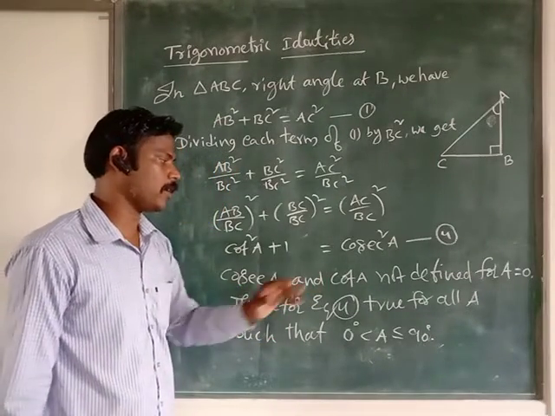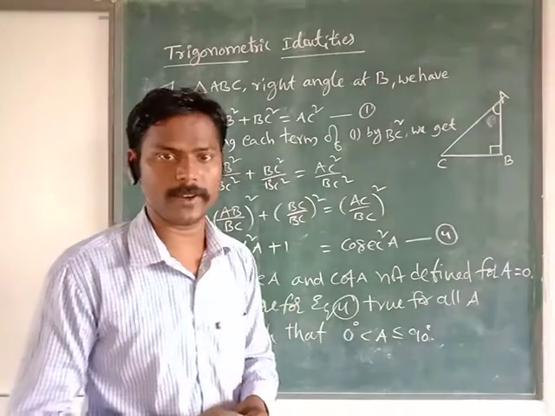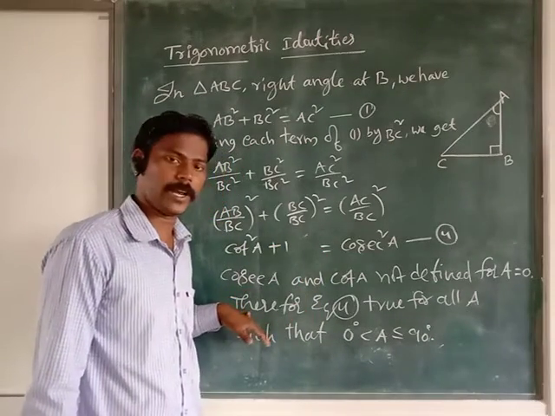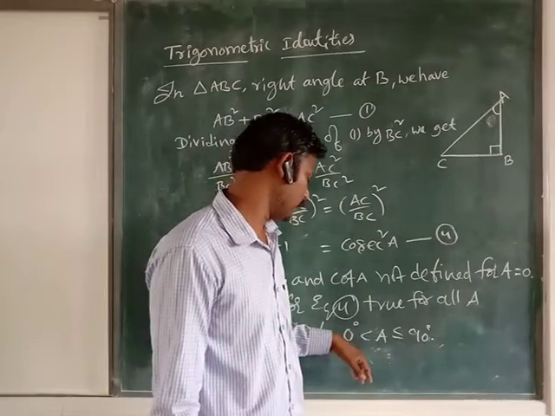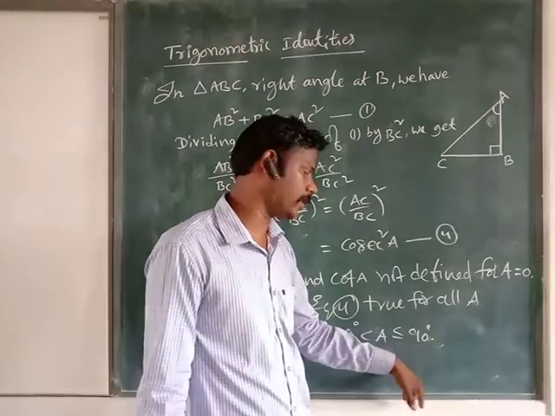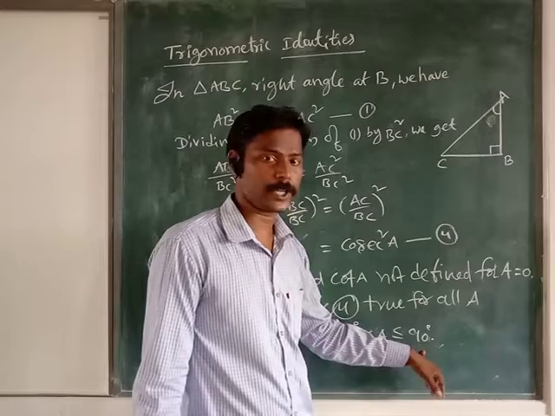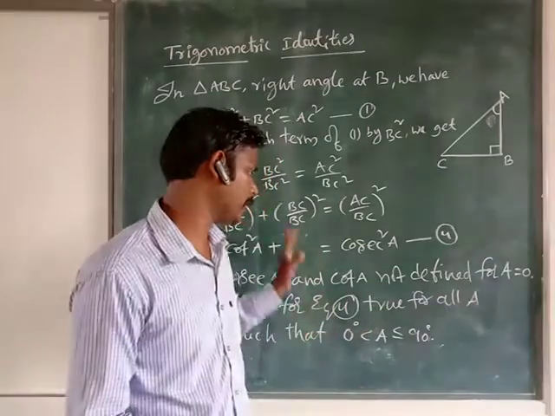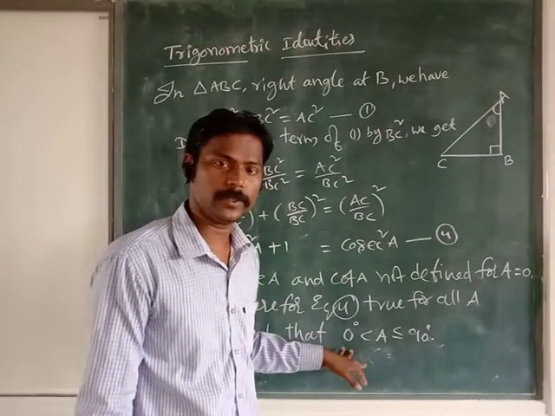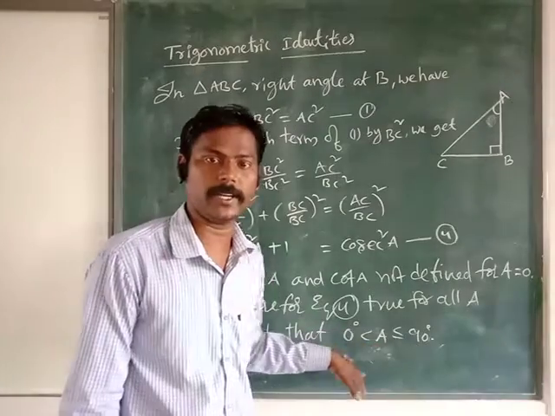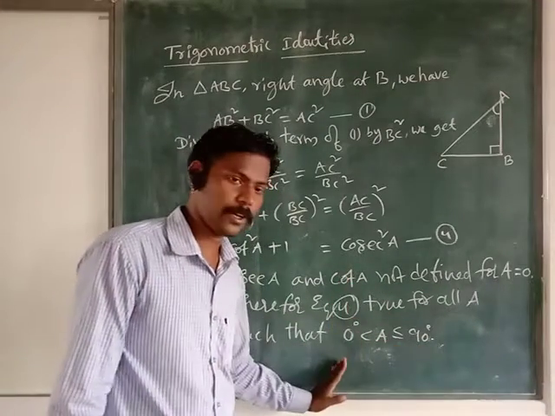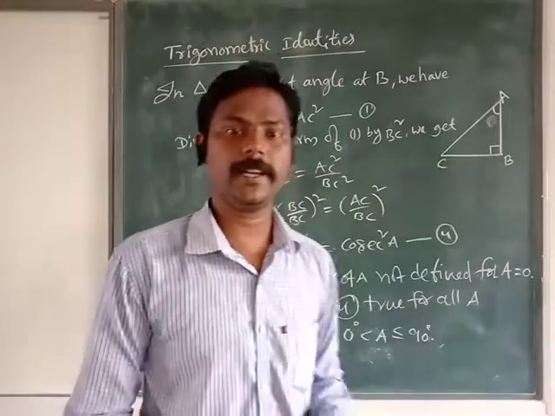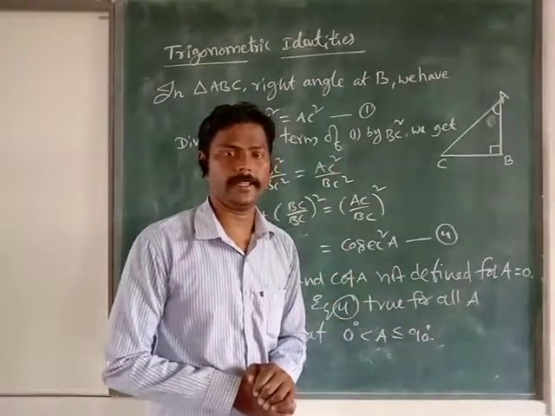Cosecant A and cot A are not defined for A equal to 0, as we already know from the trigonometric ratio table. But this equation is valid for 0 less than angle A less than or equal to 90. So the condition is also important. For the first trigonometric identity, 0 to 90 is possible. What about the second trigonometric identity? 0 is valid but not 90. Here 0 is not valid, 90 is. The condition is also important. These three are called trigonometric identities.